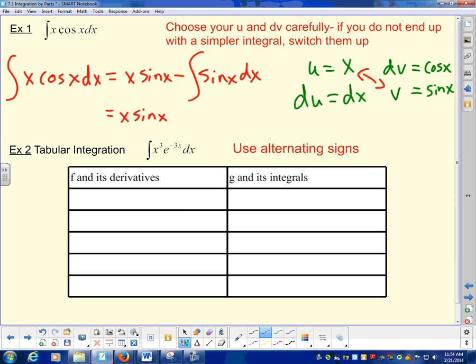Negative cosine of x. So negative is going to make it positive cosine of x plus c. So if I have integrated this correctly, what should I be able to do with this integral? Take the derivative and get back to this. Try that right now, please. Go ahead and take the derivative using the product rule. Take the derivative of this thing using the product rule. Try it right now.